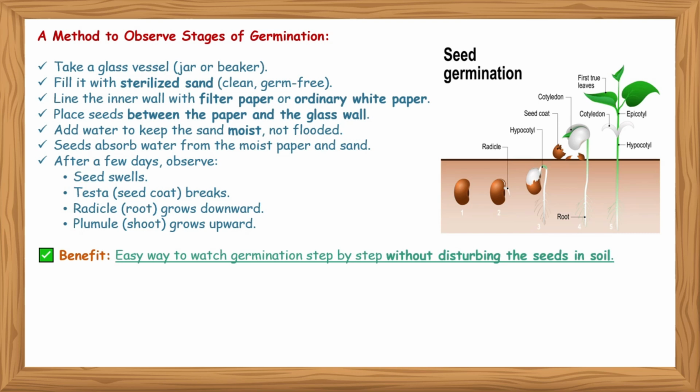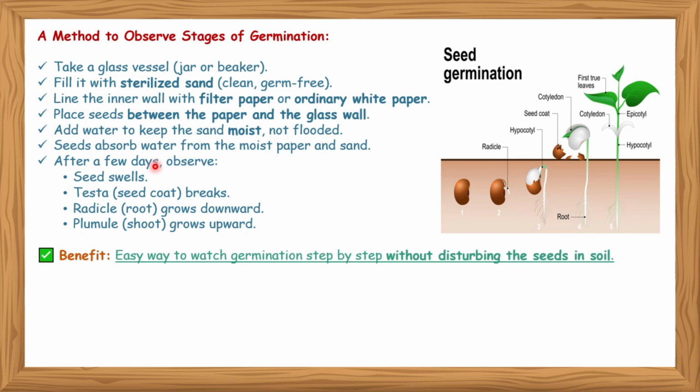Method to observe stages of germination: take a glass vessel, jar or beaker, and fill it with sterilized sand, clean and germ free. Line the inner wall with filter paper or ordinary white paper. Place seeds between the paper and the glass wall. Add water to keep the sand moist, not flooded. Seeds absorb water from the moist paper and sand.